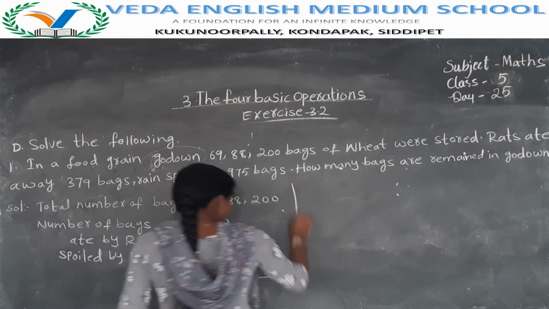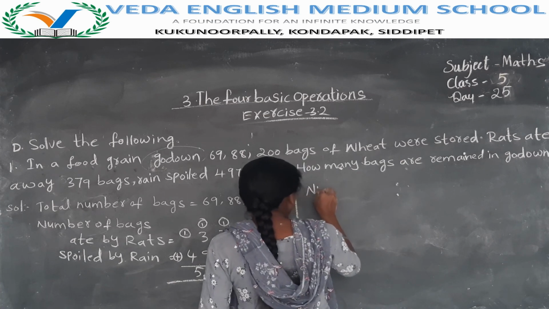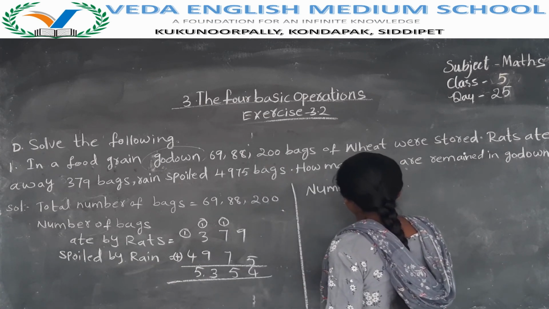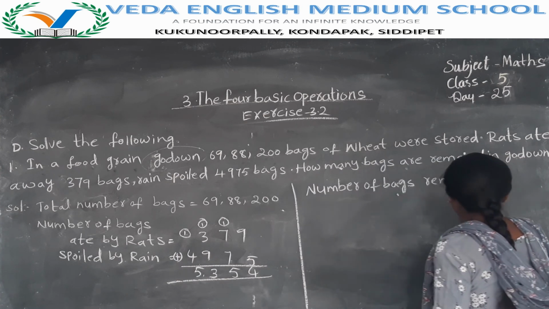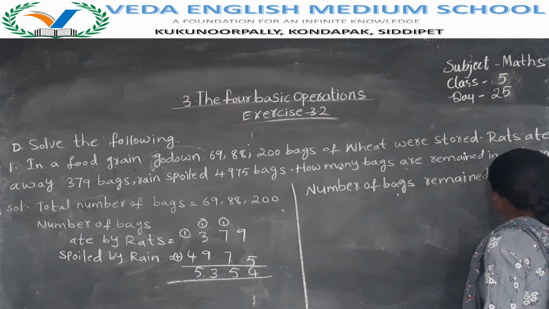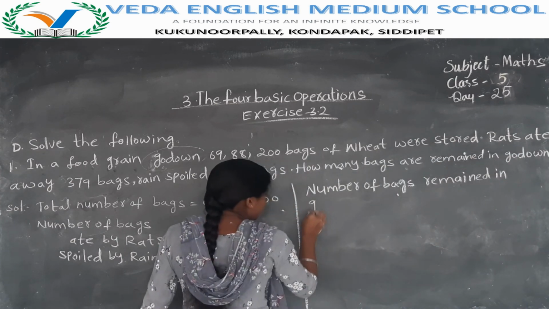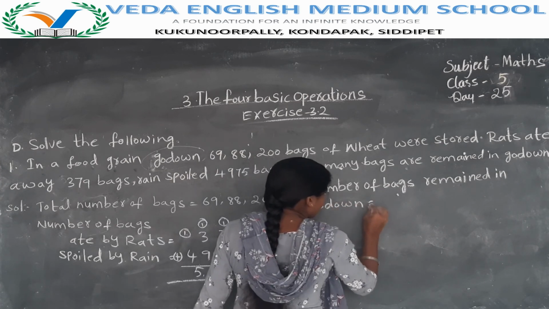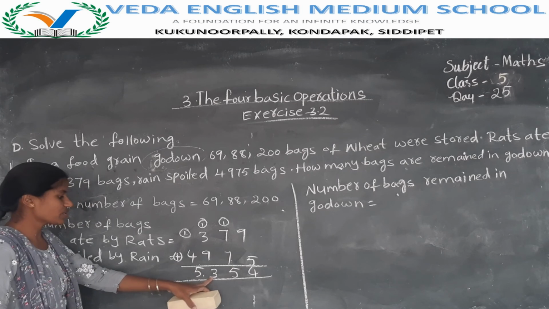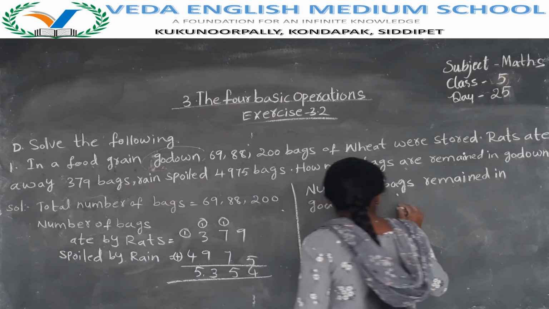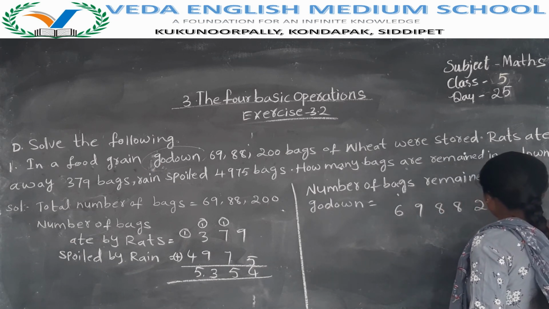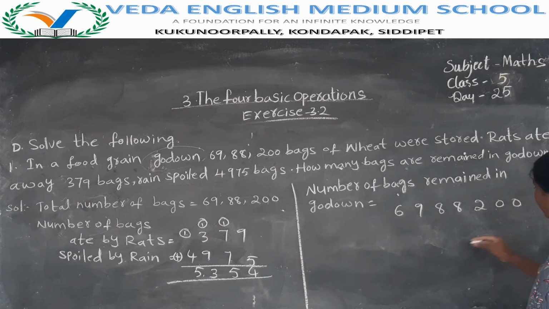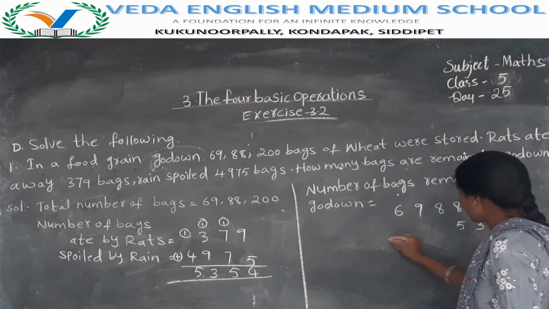Now number of bags left in the godown is equal to number of bags remained in godown. Remained or left? Remained and left are same, nana. Left in godown is equal to, from this total we have to subtract 5354. 6 9 8 8 2 0 0. We have to subtract 5354. 4 5 3 5. Then subtract.